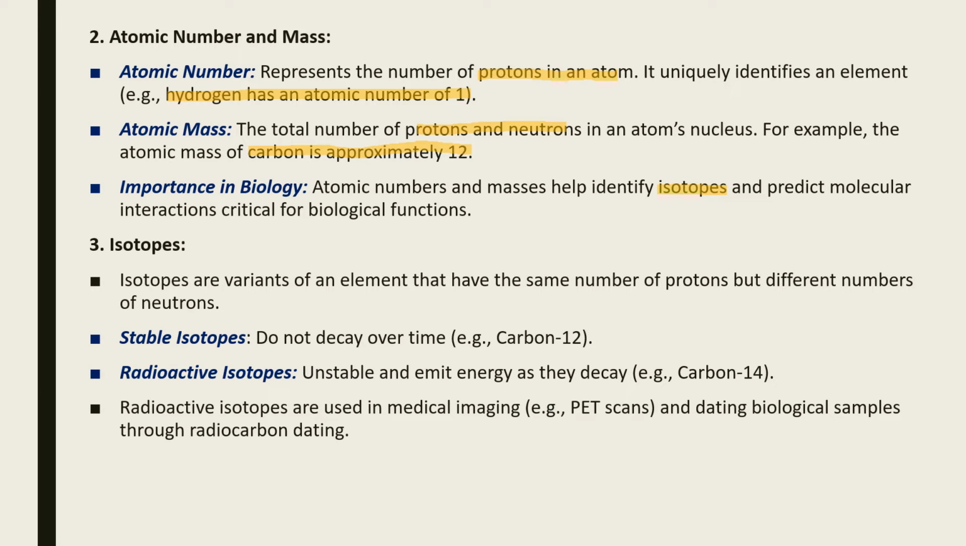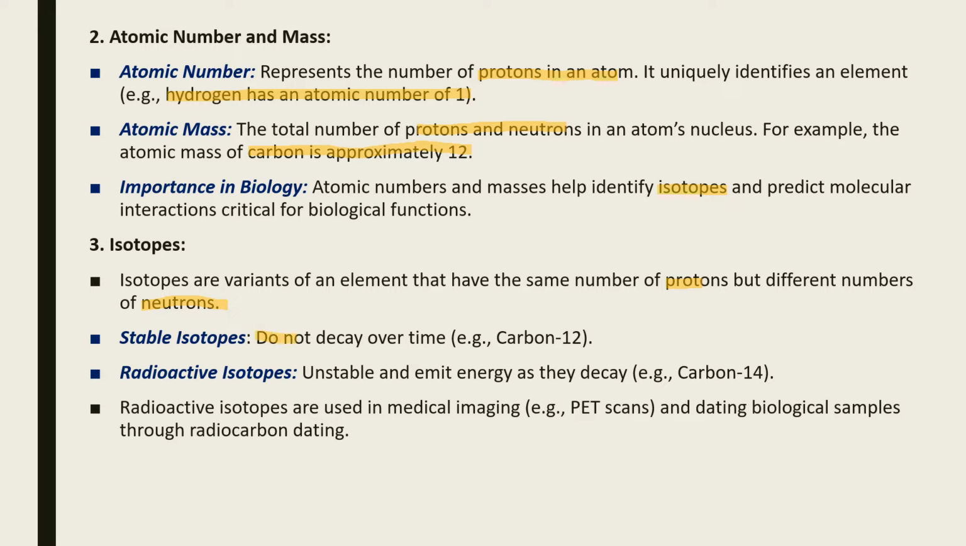What are isotopes? Isotopes are variants of an element that have the same number of protons but different number of neutrons. Like the element will have the same number of protons but different number of neutrons. There are two types of isotopes. One is called stable isotopes and the other one is called radioactive isotopes.